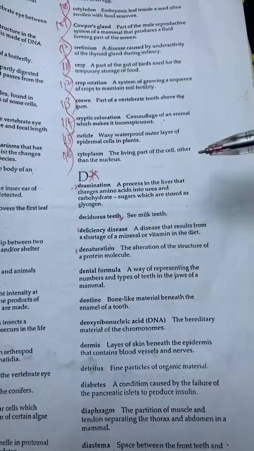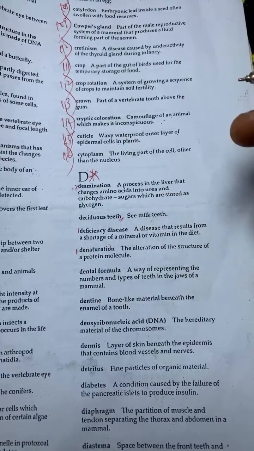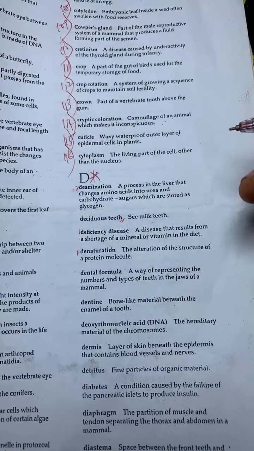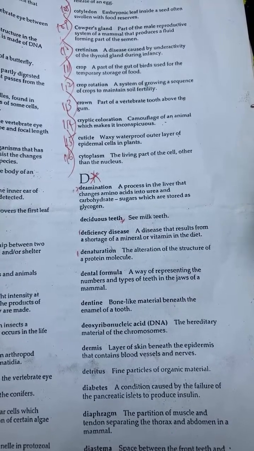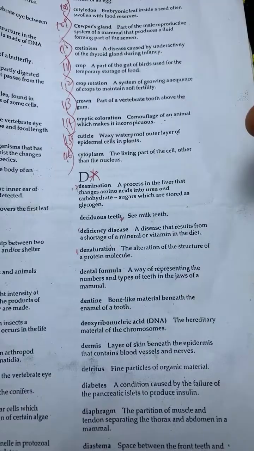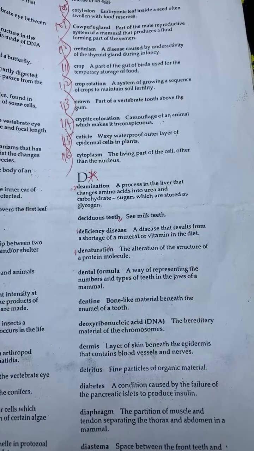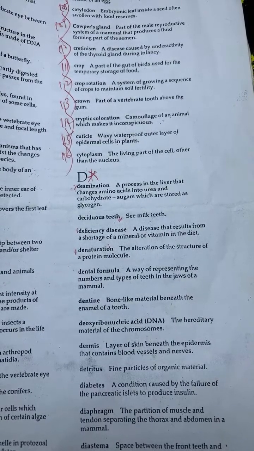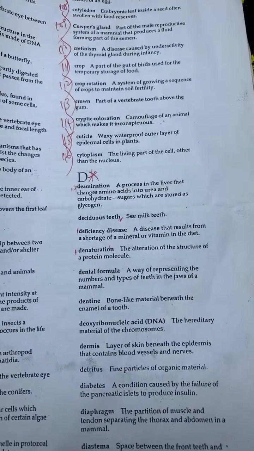When we're talking about dental formula, we're saying that it is a way of representing the numbers and types of teeth in the jaws of mammals. Now, the ways of arranging the dentals, are we together now? Within the jaw, the arrangement of the teeth is called what? It's called dental formula. Every organism has its own dental formula. We have dental formula for mammals like rats or rabbits, and we have that of human and all.